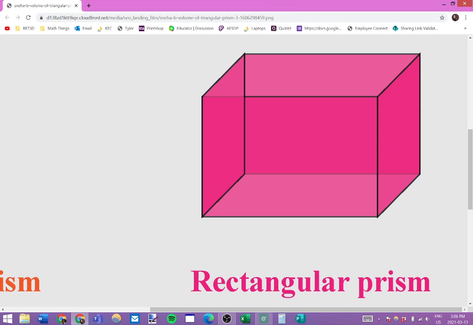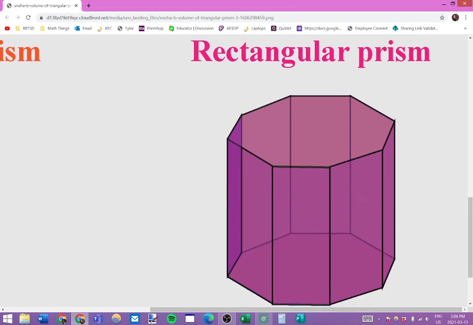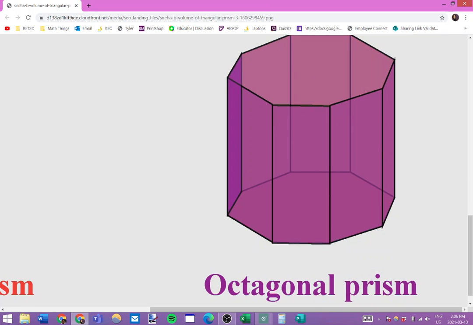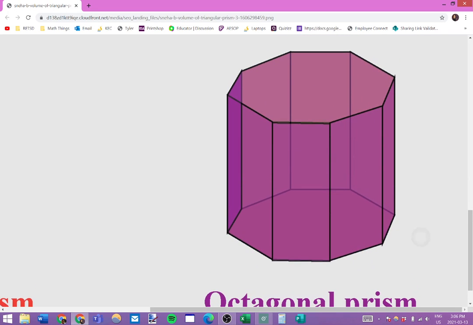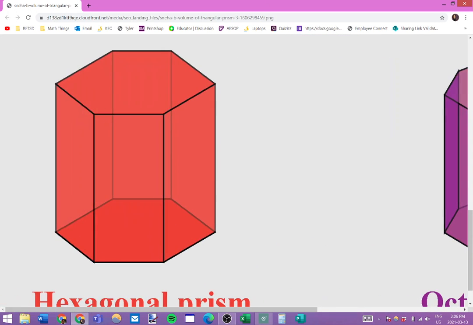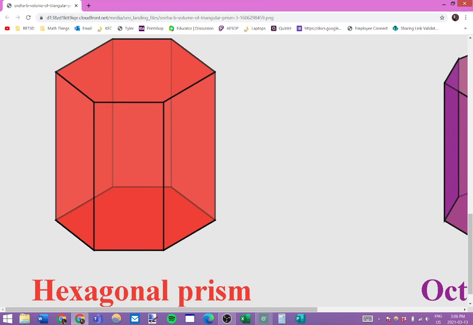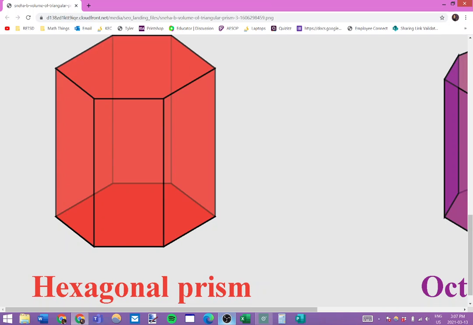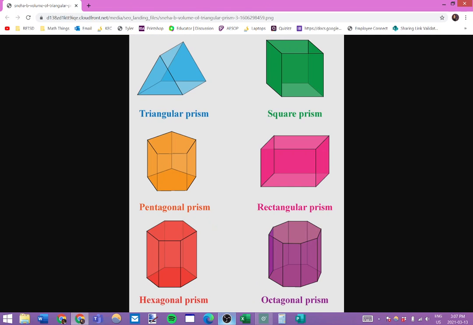We also have a rectangular prism here where we have a rectangle on both ends, and then here's a couple more. An octagonal prism: there's an octagon on the top and the bottom. And finally, a hexagonal prism that has a hexagon on the top and the bottom, or on two ends of it. So what makes an object a prism is that it has the same shape on two ends of it, and then those two shapes are connected by lines at every corner. So that is a prism.